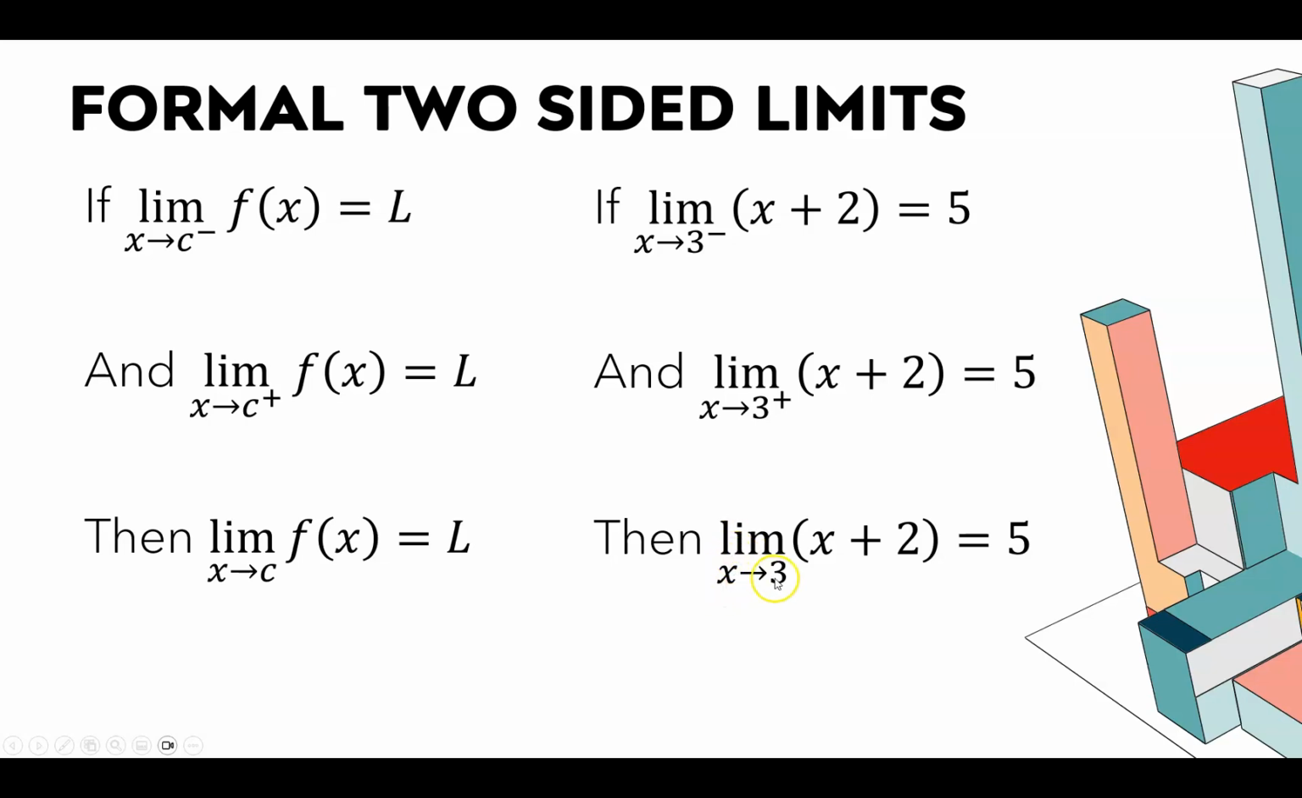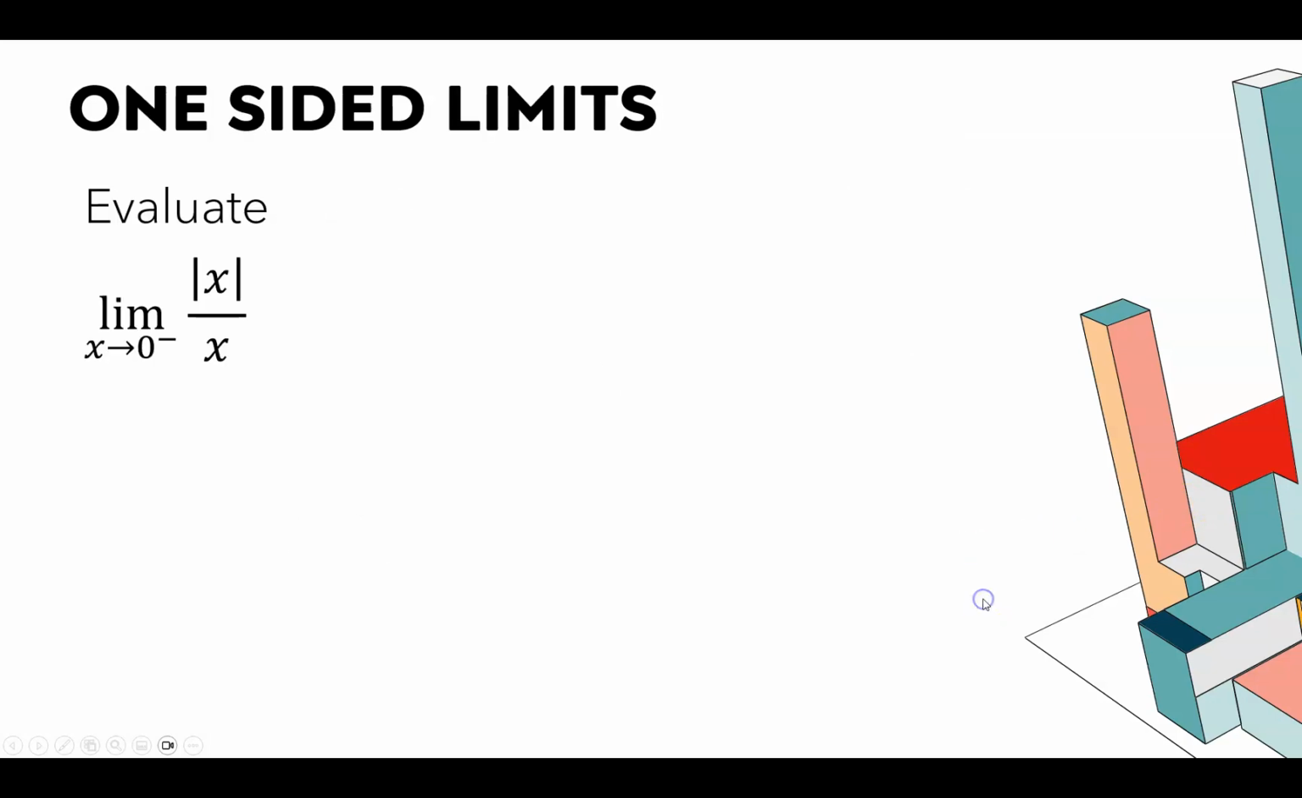The limit as x approaches 3 of x plus 2 from both sides, we don't say both sides, but I'm just emphasizing that, is equal to that same 5. Okay, so we're going to do a couple of examples, but we'll do that in a companion video.